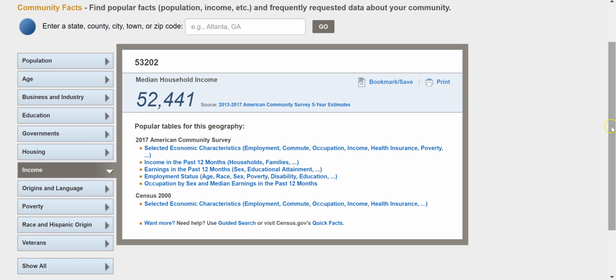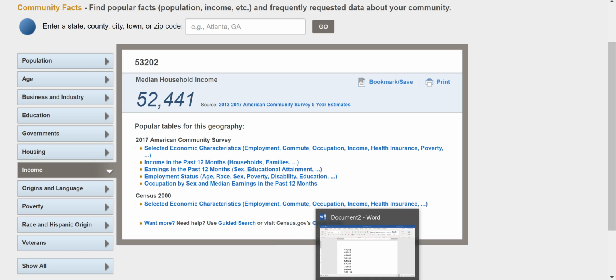So here we have, again, these are the 2017 American Community Survey. But here you can see that the median household income in zip code 53202 is $52,441. Now, for those of you who aren't sure of the difference, median is not an average. So you need to make sure that you understand the difference between the mean, which is average, and the median, which is the number that's right in the middle. And let me show you an example of that.